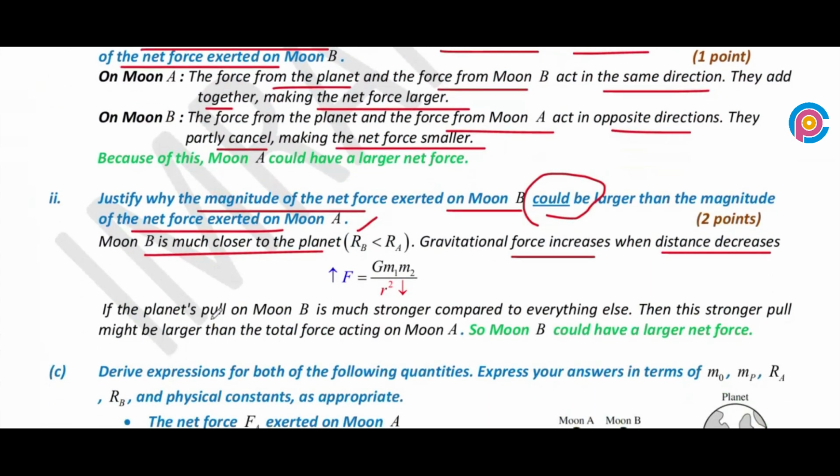Now the pull of the planet on moon B is much stronger compared to everything else. This stronger pull might be larger than the total force acting on moon A. So moon B could have the larger net force in that scenario if the distance is much less compared to A. If the distance decreases, the force increases. In that case, the force can be greater than that on moon A.